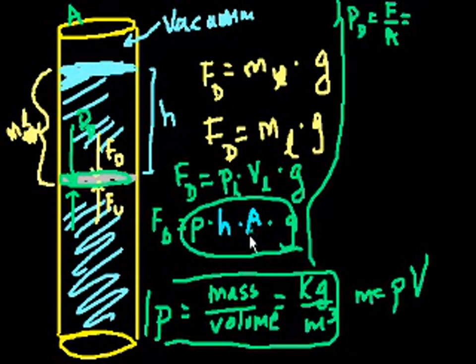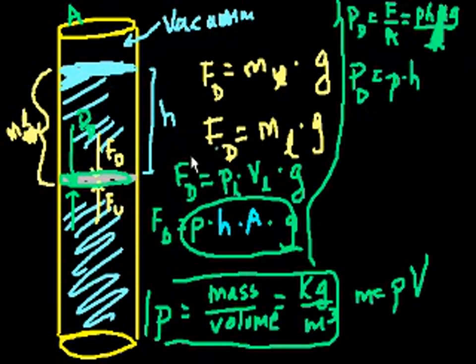So essentially, we can just get rid of the area here, right? So it equals rho H A G divided by A. So get rid of the A's in both situations. So the downward pressure is equal to the density of the fluid times the depth of the fluid, or the height of the fluid above it, times the gravitational constant: rho H g.